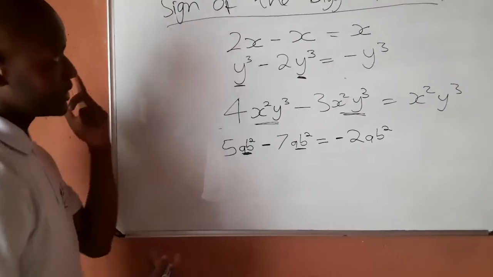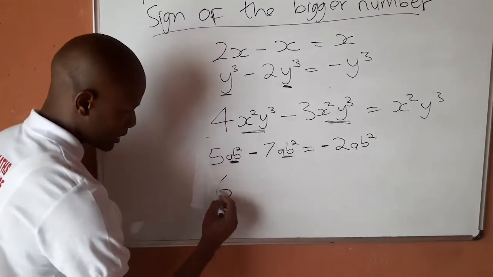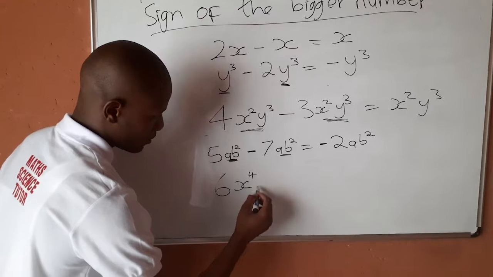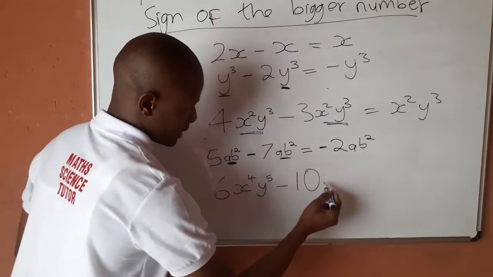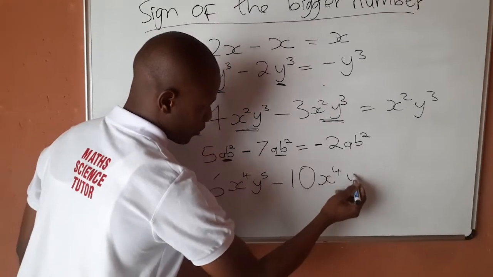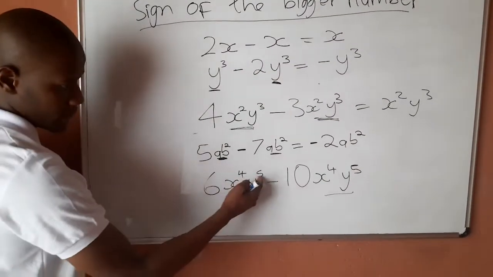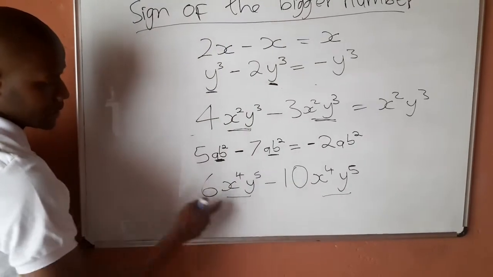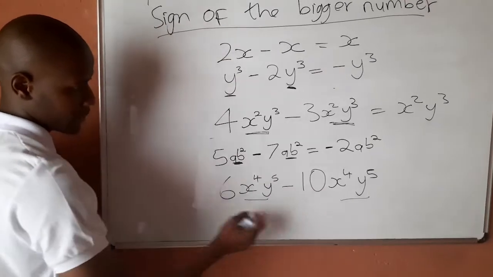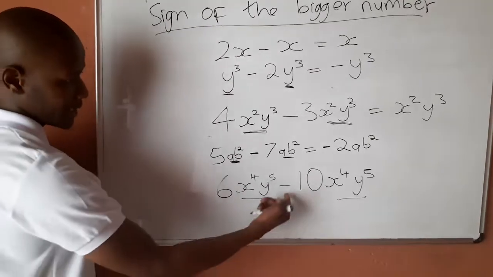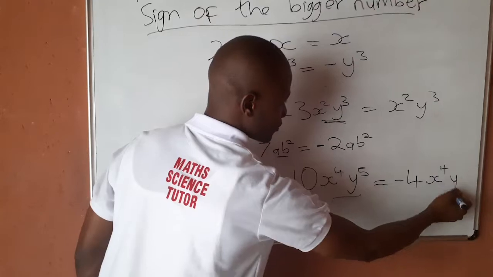Another example, guys, when the signs are not the same, we minus and we take the sign of the bigger number. 6x to the power 4 y to the power 5 minus 10x to the power 4 y to the power 5. Check, we have the same base, we have the same exponents. Therefore, like terms, the signs are not the same, positive and negative. We minus and we take the sign of the bigger number. 10 minus 6 is 4. The sign of the bigger number is negative, so it's going to be negative 4x to the power 4 y to the power 5.